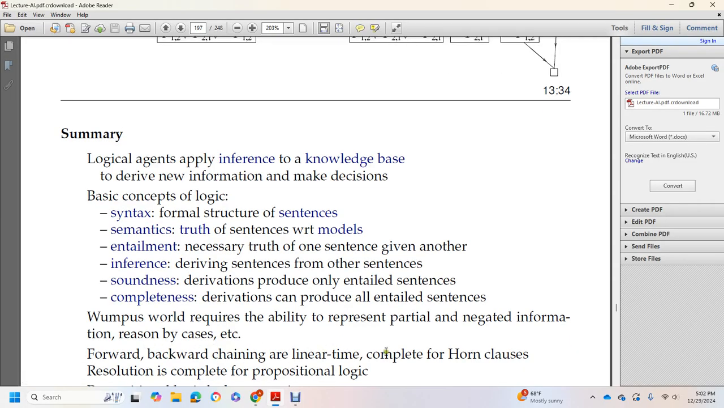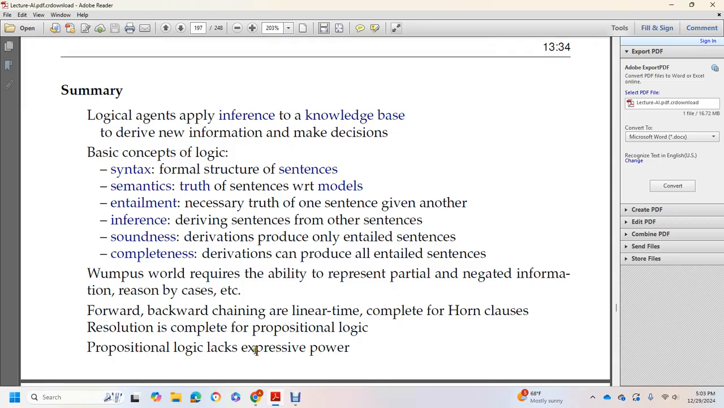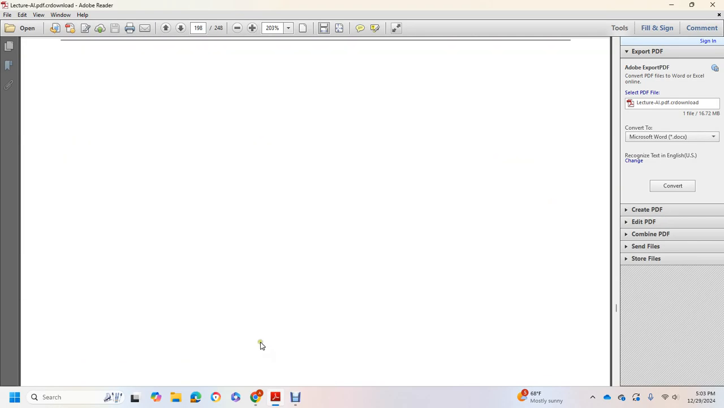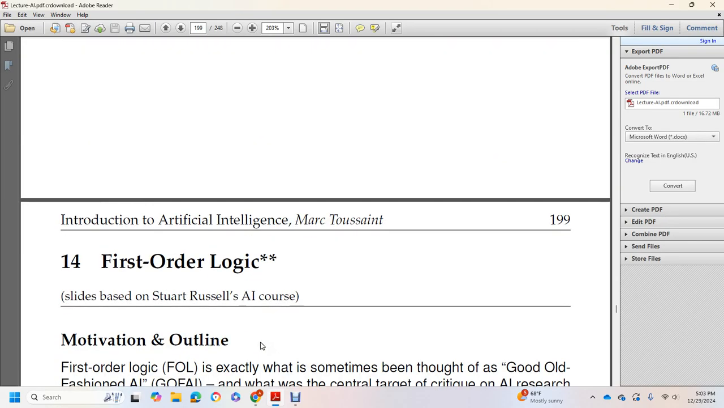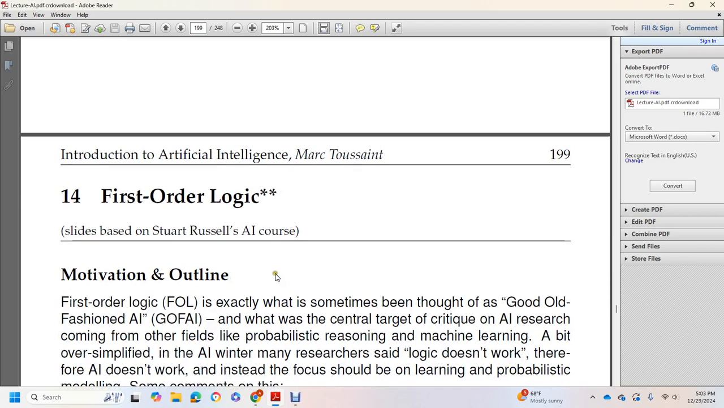Forward and backward chaining are linear time and complete for Horn clauses. Resolution is complete for propositional logic. Propositional logic lacks expressive power. Alright, lecture 14: first order logic, motivation and outline.